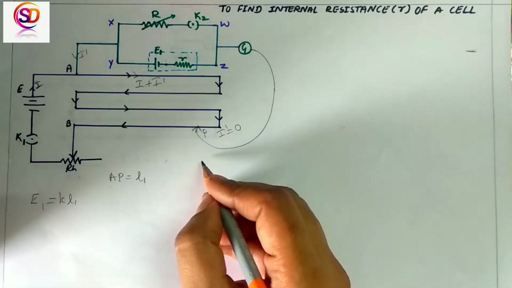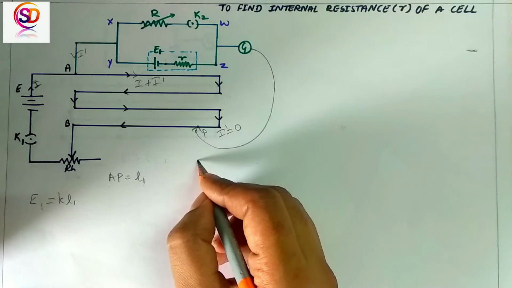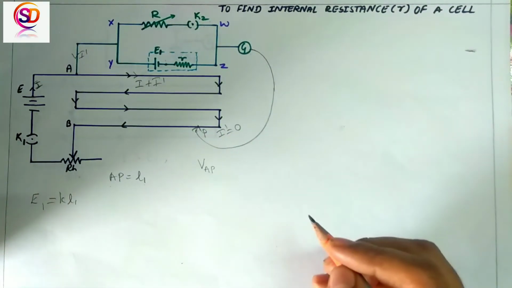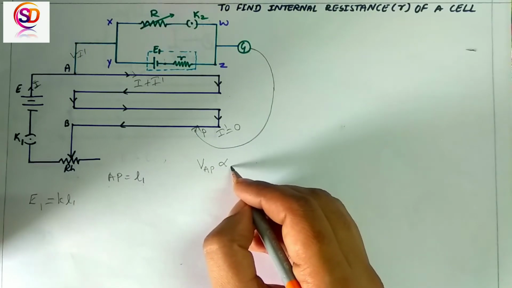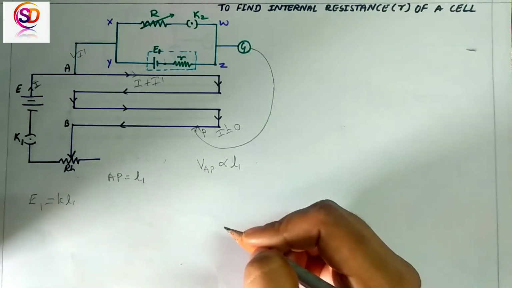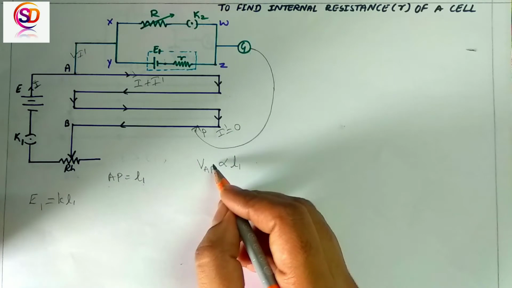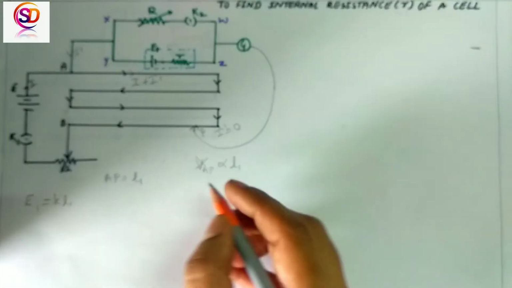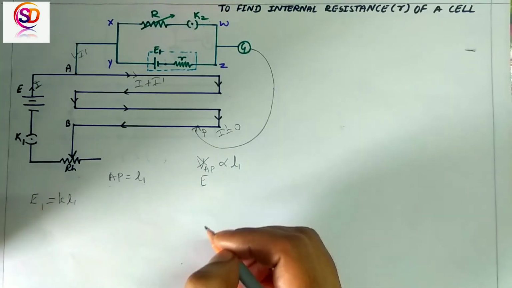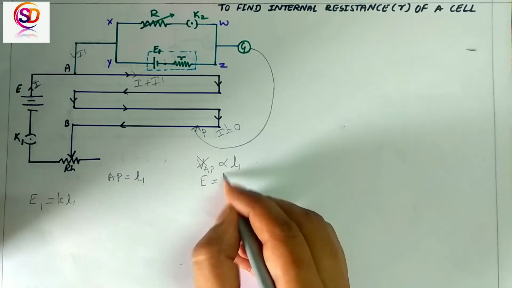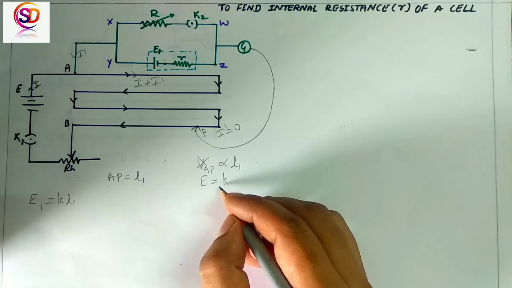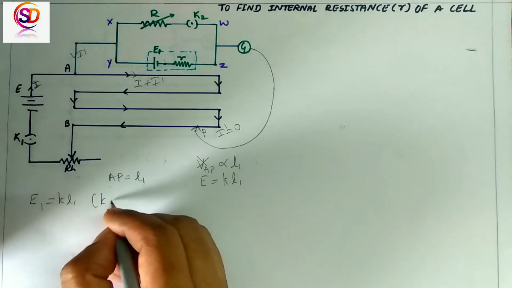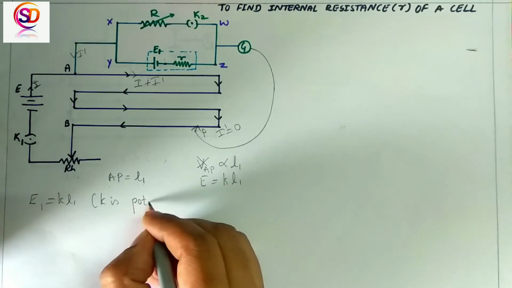As you know, the principle of potentiometer states that the potential difference between any two points, here A to P you can say, is directly proportional to the length between them. Here the system is working as open, so we are not considering V, we are considering E. So E is equal to proportionality constant K, which is known as potential gradient. So it is K into L1, where K is the potential gradient.